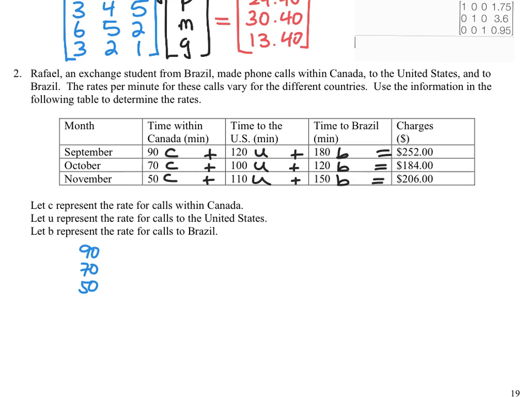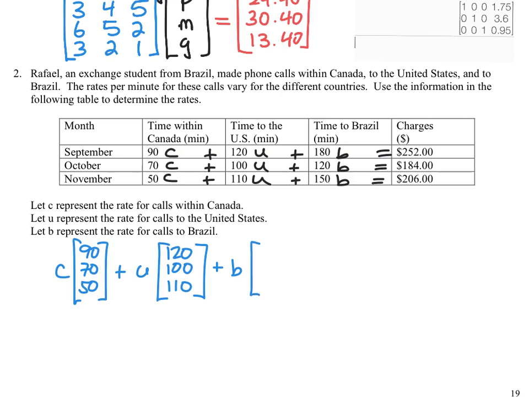All right. I'm going to write it as a linear combination though, just to force feed a little bit of review of that concept. So C times 90, 70, 50 plus U times 120, 100, and 110 plus B times 180, 120, 150. And then that's going to be equal to 252, 184, and 206.